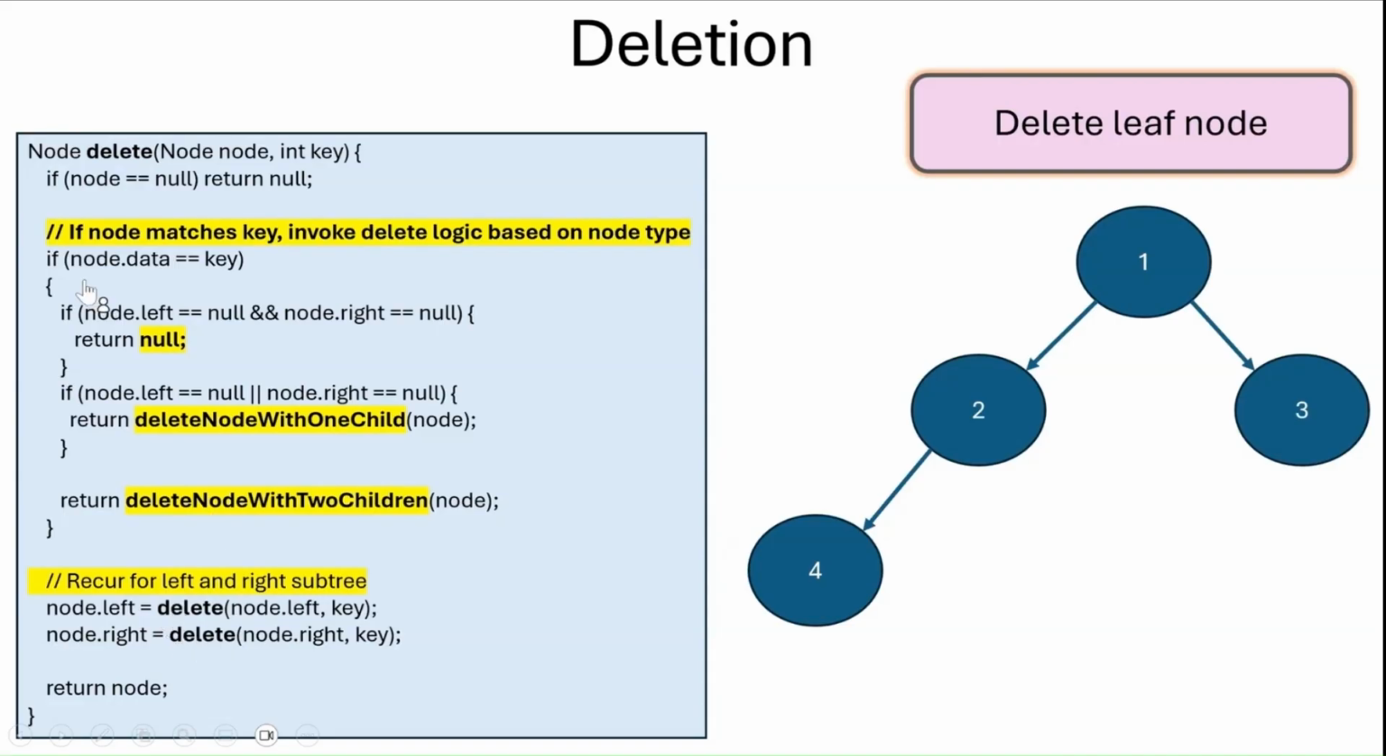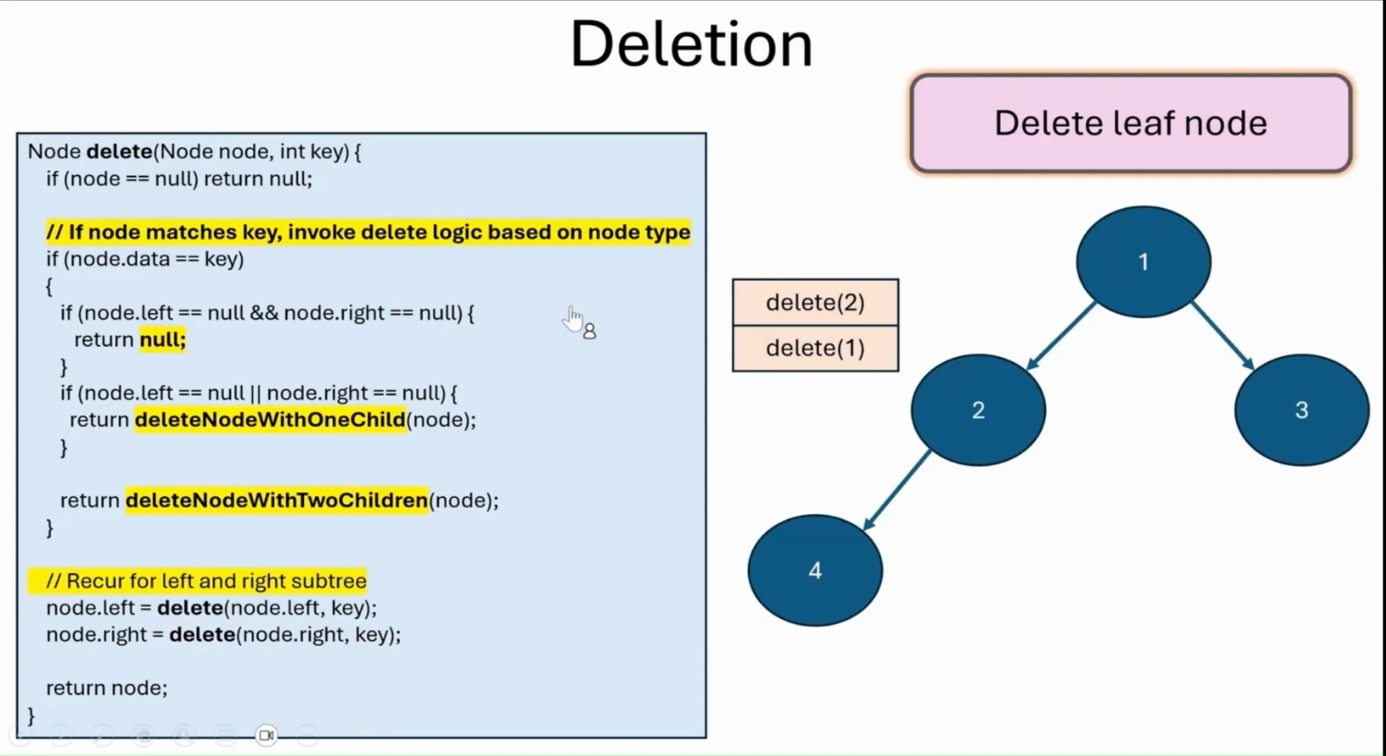If we don't go into this if condition, we recursively check for the node which is matching with the key value. So let's understand. We will call this delete method with the root of the tree, which is 1. That function call will go to the system stack, because whenever we do recursion or make a function call, that function call entry is added to the system stack.